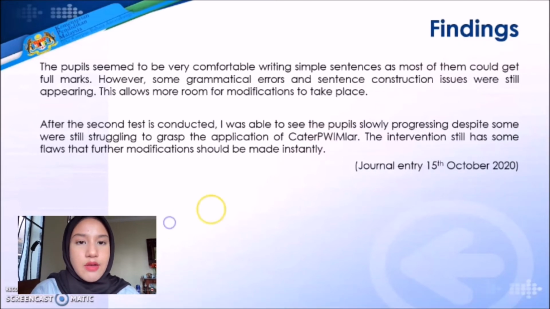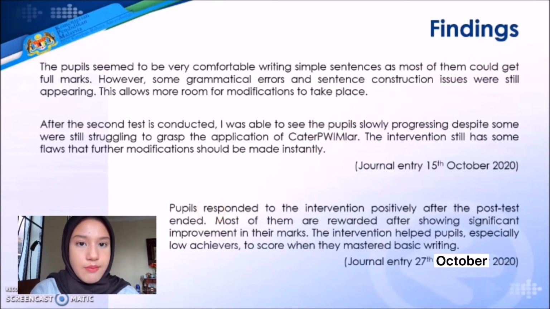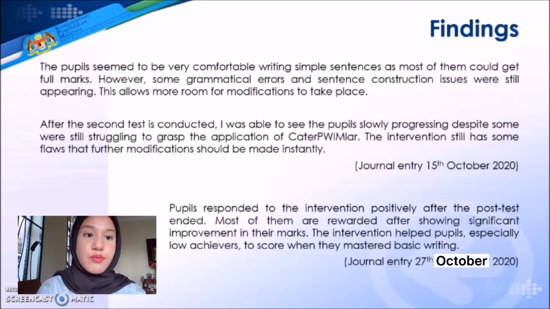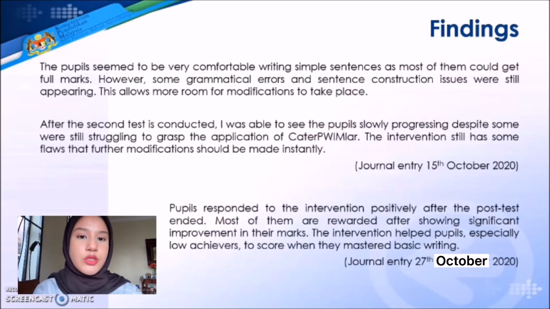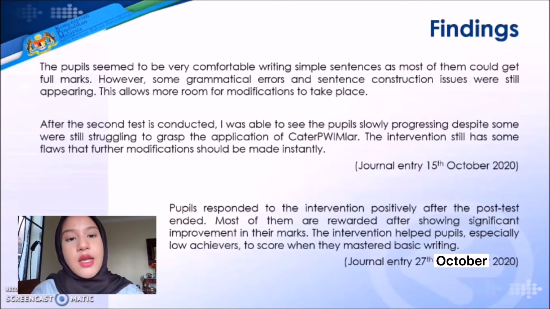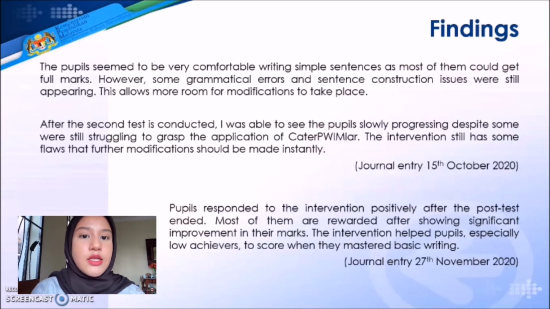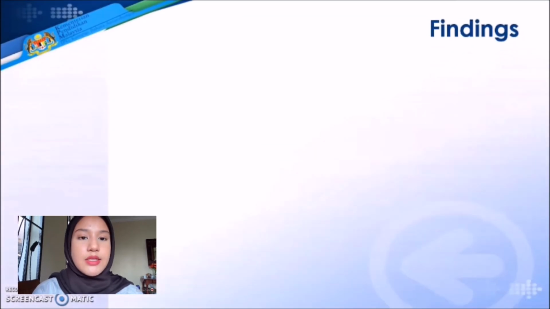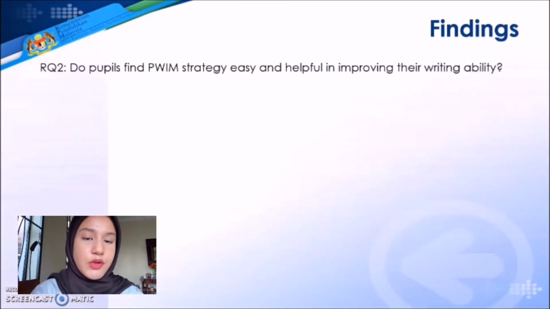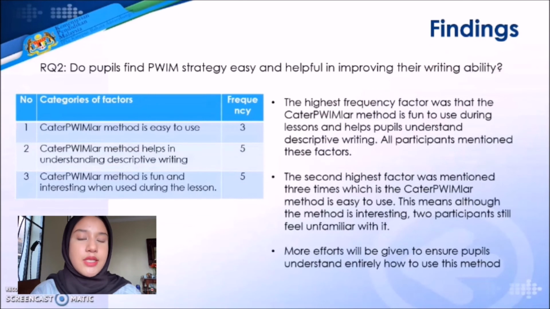On 27 October 2020, pupils responded to the intervention positively after the post-test ended. Most of them were rewarded after showing significant improvement in their marks. The intervention helped pupils, especially low achievers, to score when they mastered basic writing. After the pupils' performance data was collected, an interview was conducted with 5 participants to address the second research question.